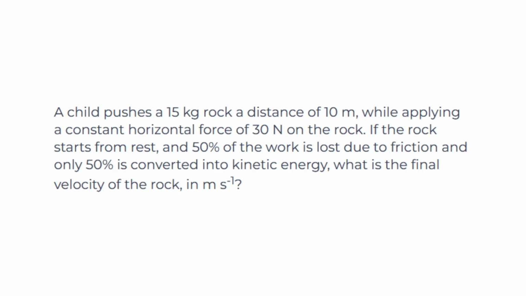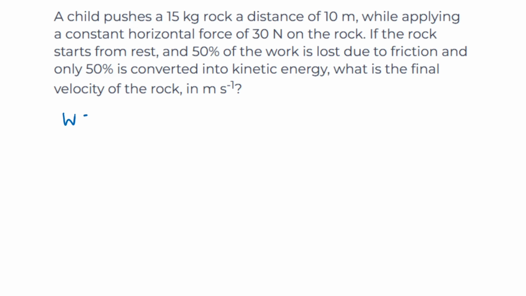Question 6. A child pushes a 15 kilogram rock a distance of 10 meters while applying a constant horizontal force of 30 newtons on the rock. If the rock starts from rest and 50% of the work is lost due to friction and only 50% is converted into kinetic energy, what is the final velocity of the rock in meters per second?